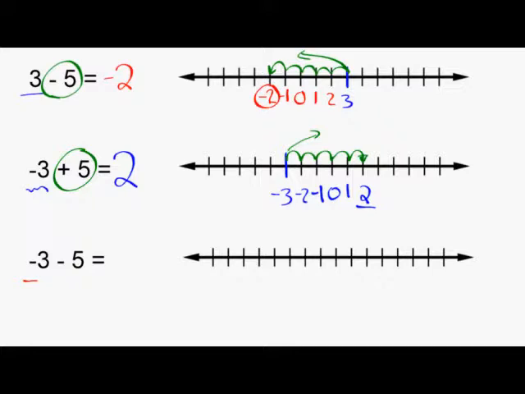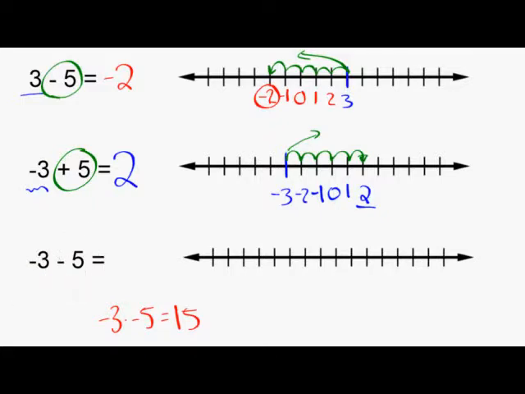Last example. Common misunderstanding is that 2 negatives make a positive. 2 negatives only make a positive when multiplying. -3 times -5 is a positive 15. However, here we are subtracting.